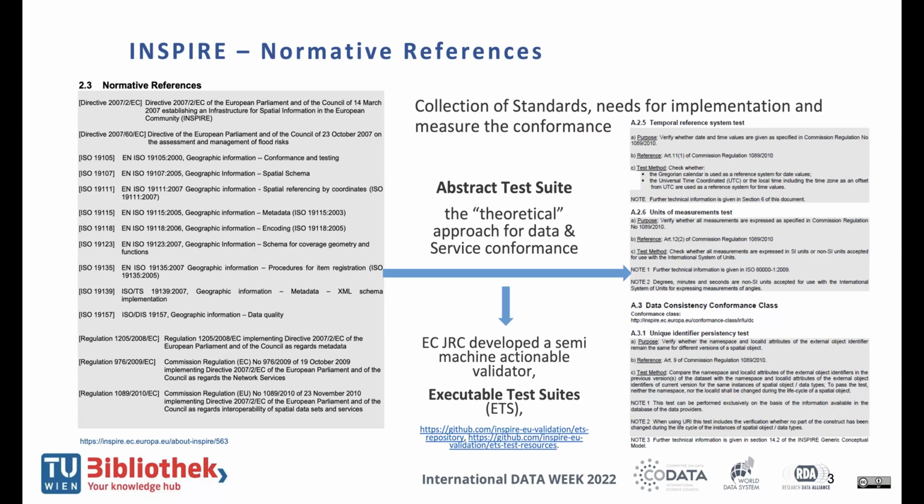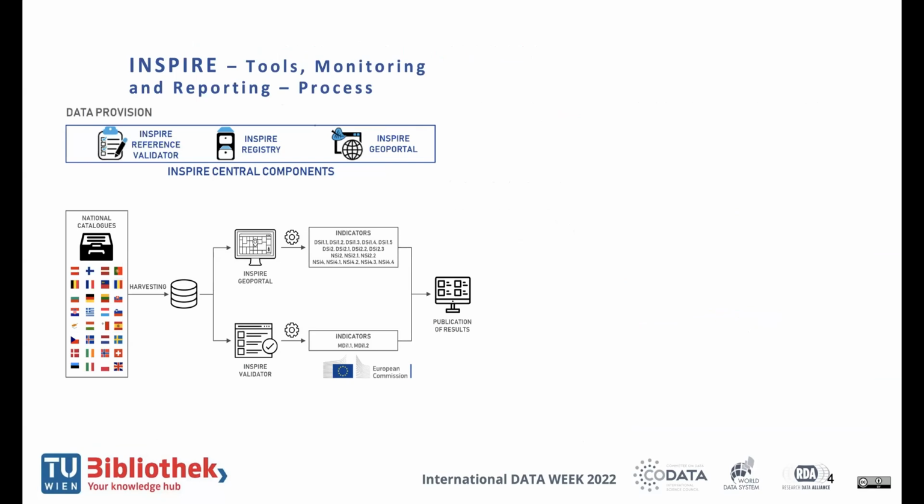And the JRC, the European Commission's Joint Research Centre, developed a web-based validator, called the executable test suite. The links are here via GitHub. It provides a kind of semi-automatic validation process. The European Commission provides a lot of tools like the Inspire Validator, the Registry for the controlled vocabulary, the Geoportal, and so on. And in this draft, which I took from the European Commission, this is just a process of how it works and how the monitoring is running.